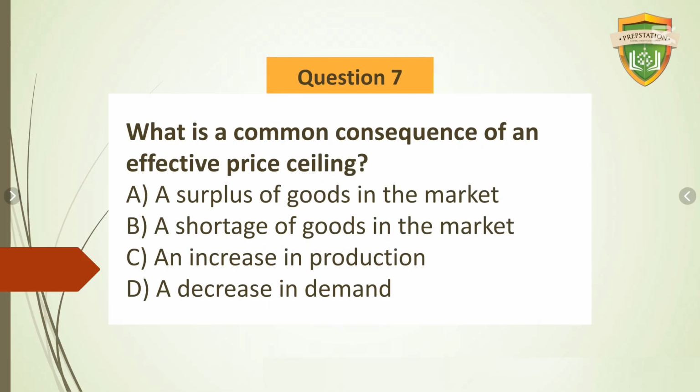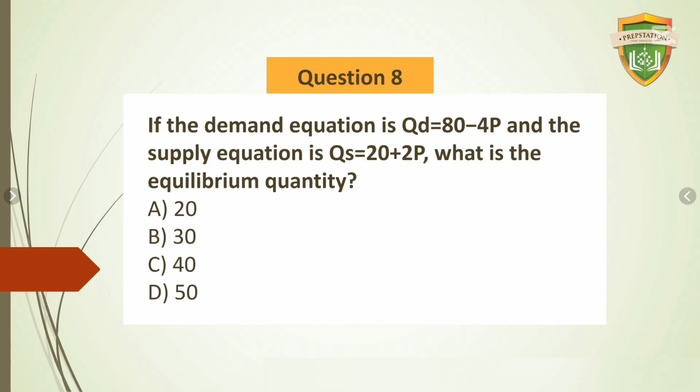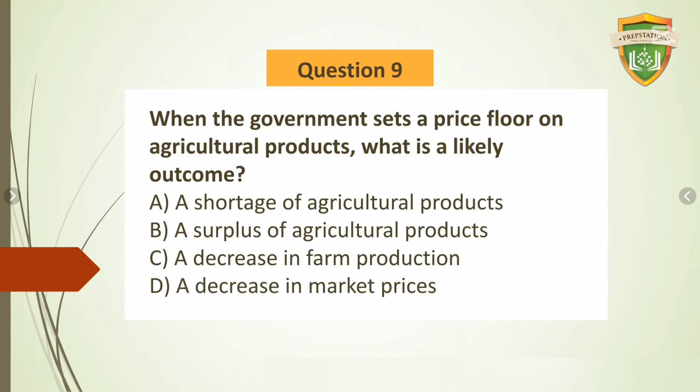And number 7, what is the common consequence of an effective price ceiling? The answer to that is a shortage of goods in the market, because when there's a price ceiling, it leads to what? Shortages, excess demand. Now, if the demand equation is this and this, just like we've been solving earlier on, the answer will be 50.